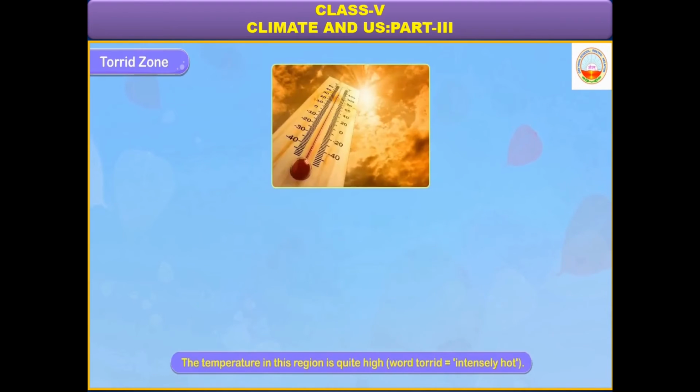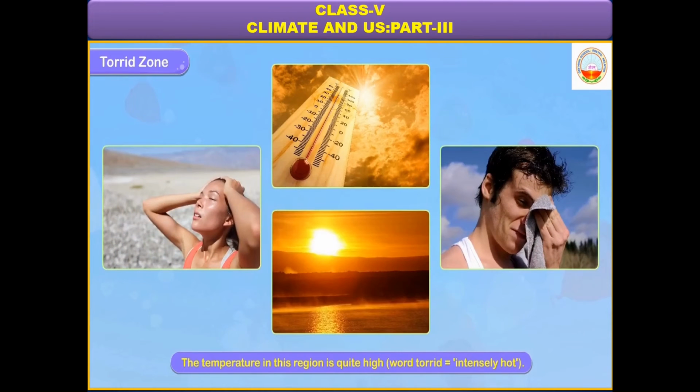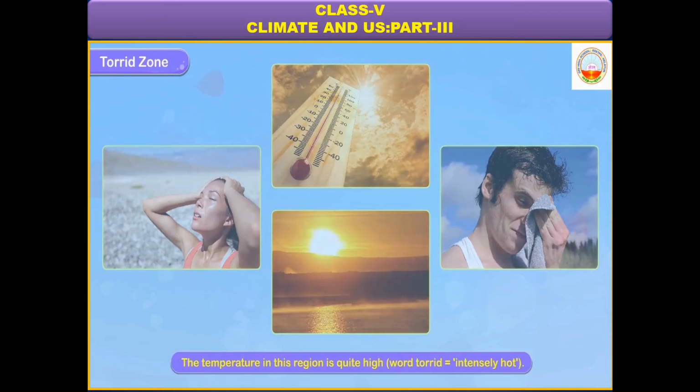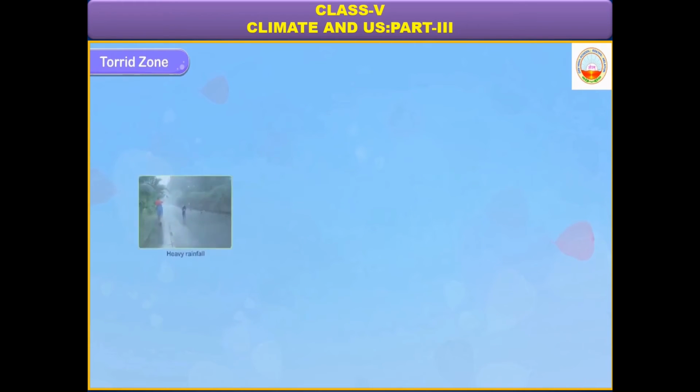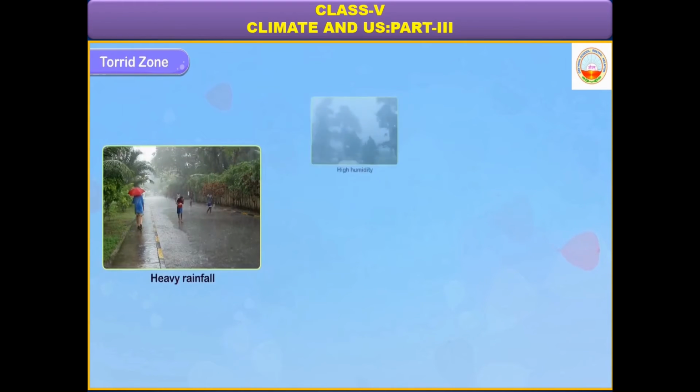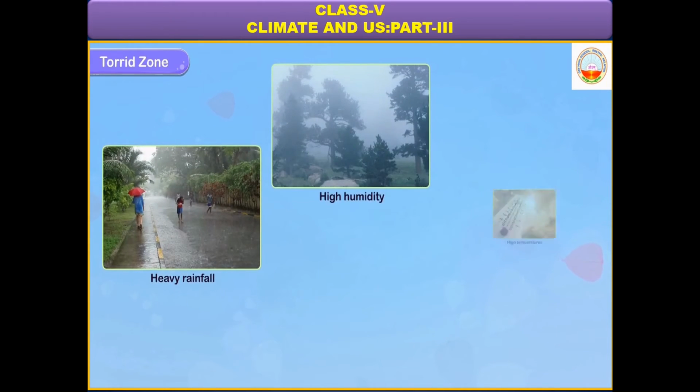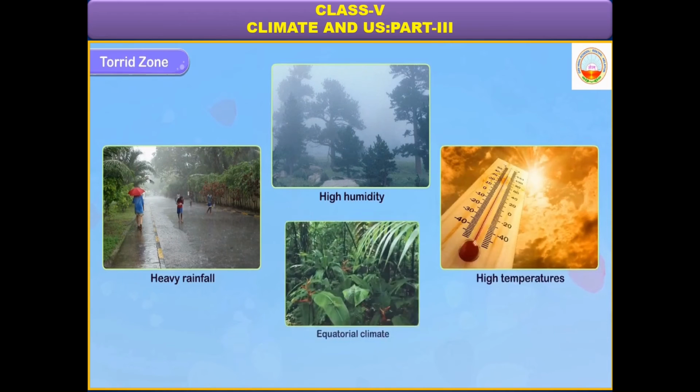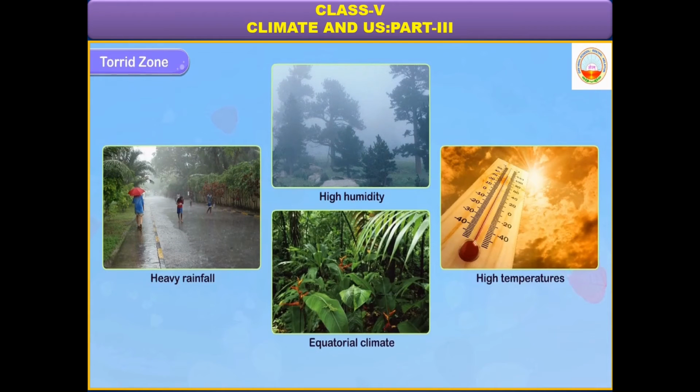The temperature in this region is quite high. That's why it is called torrid zone. The word torrid means intensely hot. Regions experience heavy rainfall, high humidity and high temperature, characterizing equatorial climate.